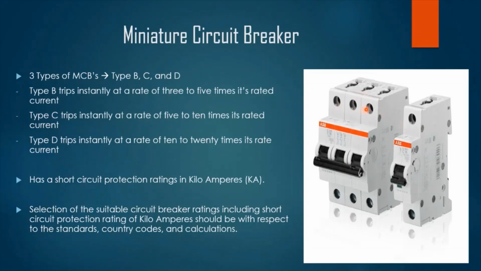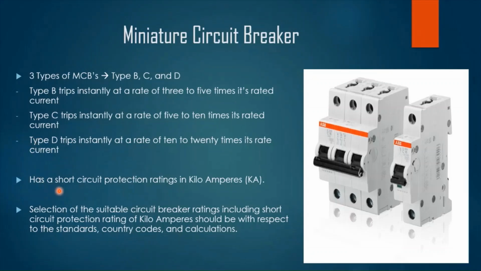This is how a miniature circuit breaker looks. The first here is a 3-pole or 3-phase circuit breaker. It protects 3-phase appliances or loads, and the other is used for single-phase loads. These circuit breakers have 3 types: B, C, and D. Type B trips at 3 to 5 times its rated current, type C trips at 5 to 10 times its rated current, and type D trips at 10 to 20 times its rated current.